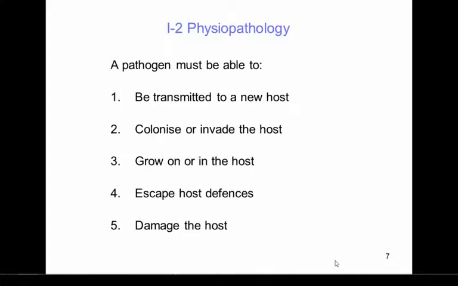So that's how you measure how pathogenic, how virulent, and how infectious different bacteria are. An ID50 and an LD50 test.